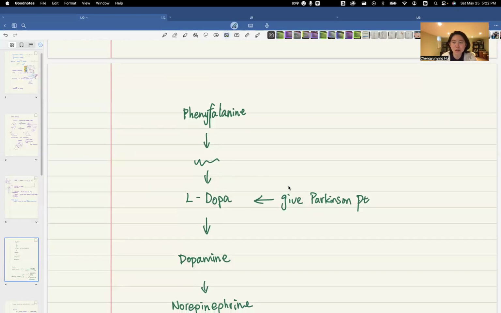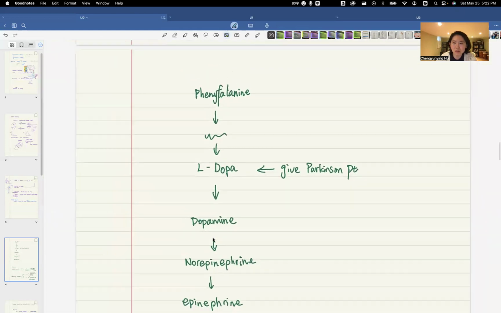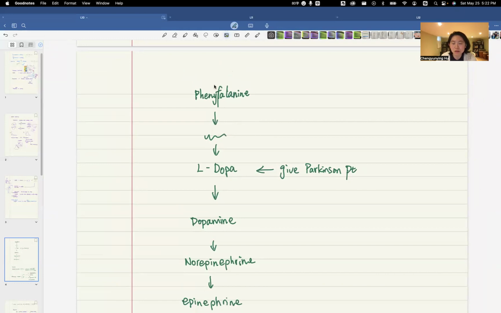All right, let's talk about Parkinson's. This is a pathway that's important for understanding the medication, but you do not need to know these exact terms. It's just to get the idea that L-DOPA comes first, and dopamine, norepinephrine, and epinephrine all come from this original form. Depending on the location, a gland will decide, for example the adrenal gland will decide to make dopamine into norepinephrine or later make epinephrine, depending on the use.